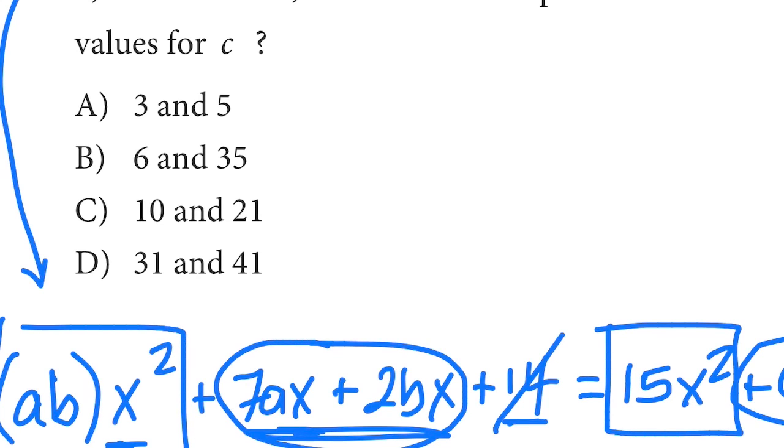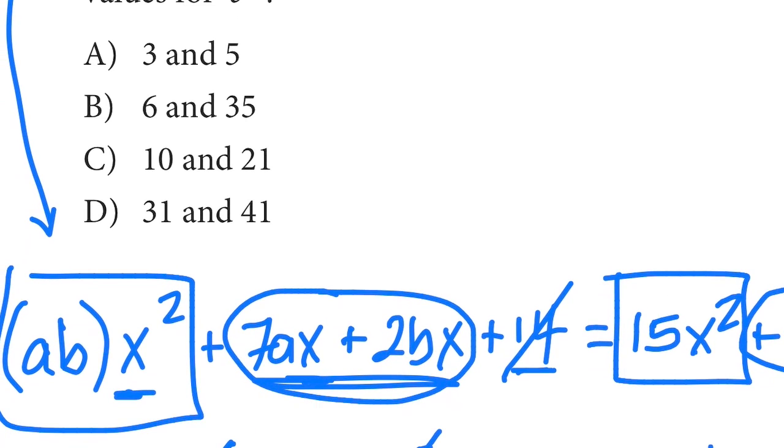Now I can start trying to cancel out a few things here. abx squared equals 15x squared. They both have an x squared. I can get rid of that. I know that a times b has to equal 15. All right, and then here, every term in this second equation has an x. If I divide everything by x, I know that 7a plus 2b has to equal c. Okay, now I'm getting close, because if I look back at my question, they tell me something about a and b, and they're asking for c, so I do have at least all of those components right here in front of me, so at least I know I'm getting closer.